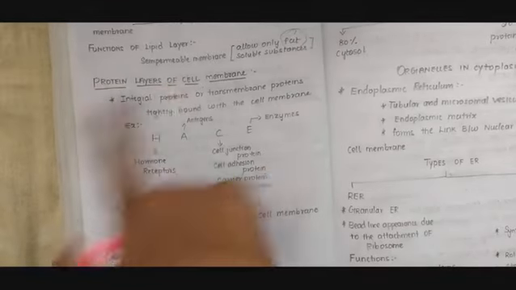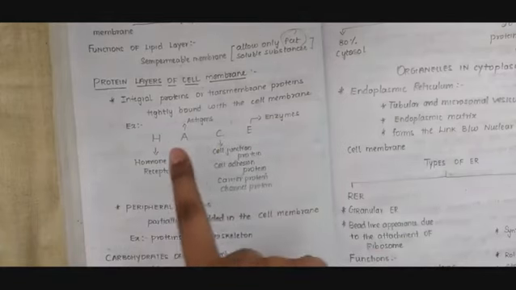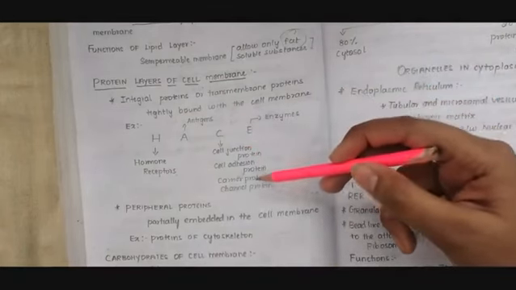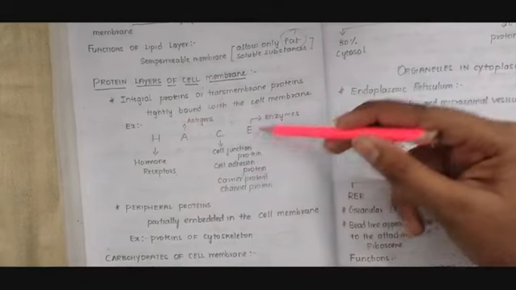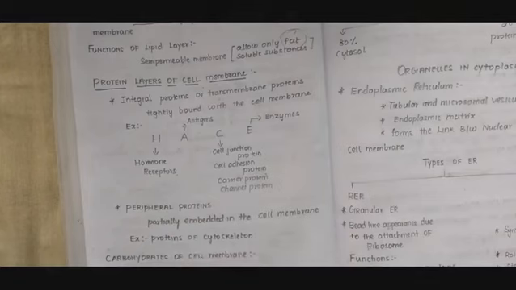So, for examples of integral protein, in order to remember it, you have to remember the mnemonic HACE. H stands for hormone receptors, A stands for antigen, C stands for cell junction protein, cell adhesion protein, carrier protein and channel protein, E stands for enzymes. Whereas for peripheral protein, the example is proteins of the cytoskeleton.